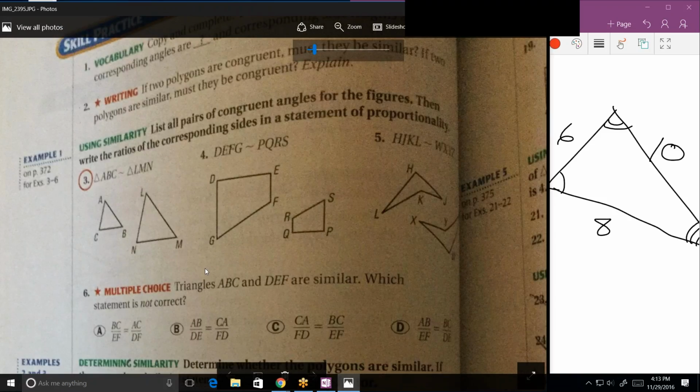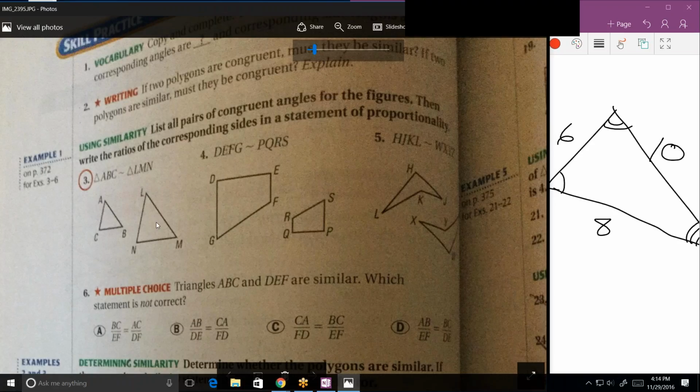I can read this. List all pairs of congruent angles in number 3. Angle A is congruent to angle L. Okay. Angle C is congruent to angle N. Okay. And angle B is congruent to angle M. Correct. Now these happen to be oriented the same, but that's not always going to be the case.